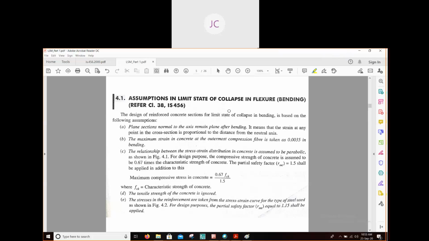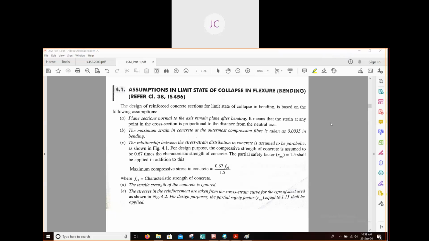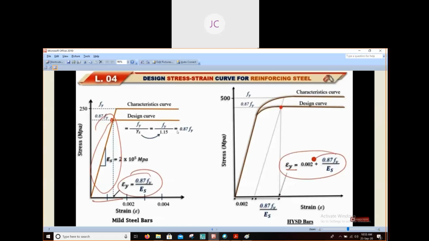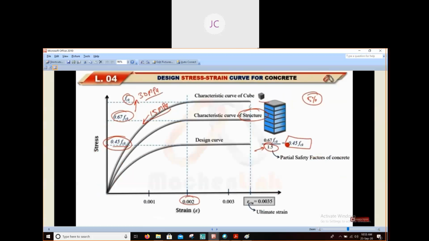The second assumption is the maximum strain in concrete at the outermost compression fiber is taken as 0.0035 in bending. That means I have shown you the graph here. This is the maximum strain in concrete. Beyond this strain, that means beyond this deformation, what will happen? Your concrete will fail. So the maximum strain in concrete in bending is 0.0035.